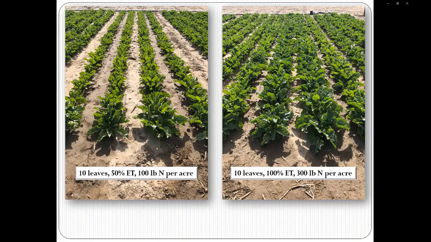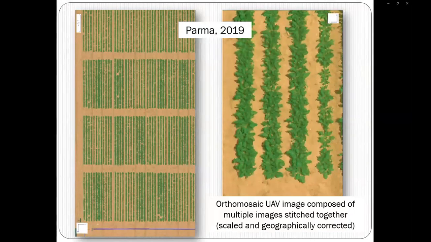This image shows the plant stand differences between the low water, low nitrogen treatment, which is on the left, versus the high water, high nitrogen treatment on the right. This is a UAV derived image, and the orthomosaic UAV image is basically composed of multiple images which are stitched together, and it is properly scaled and geographically correct.